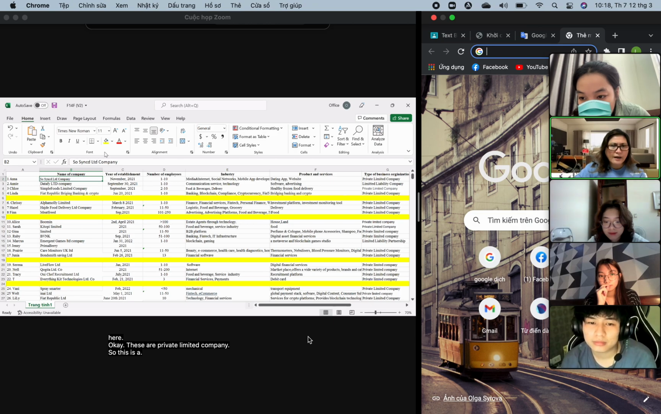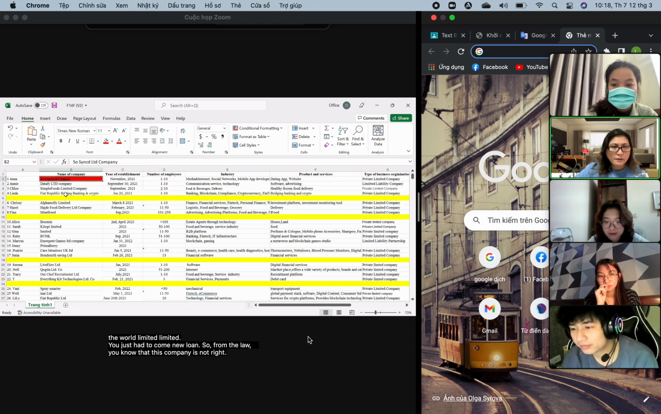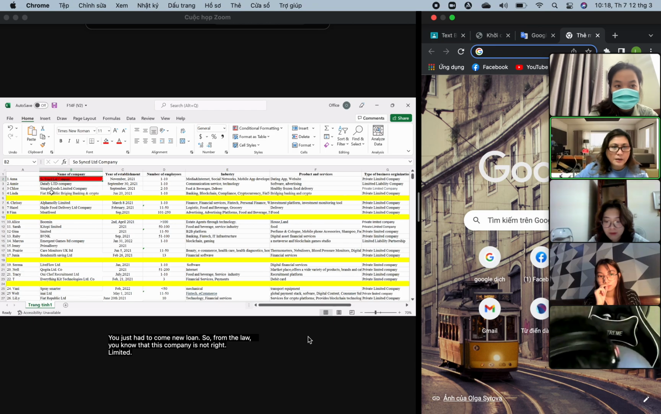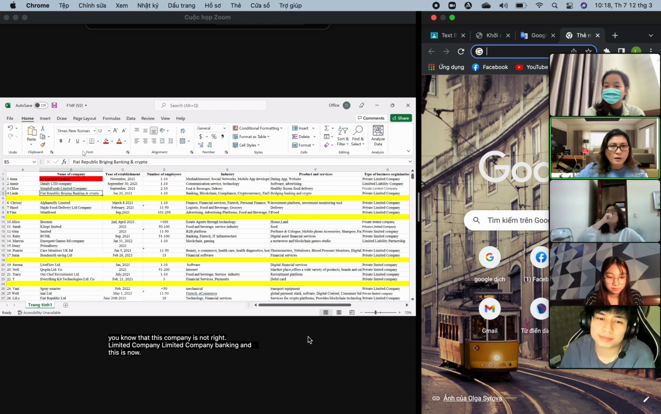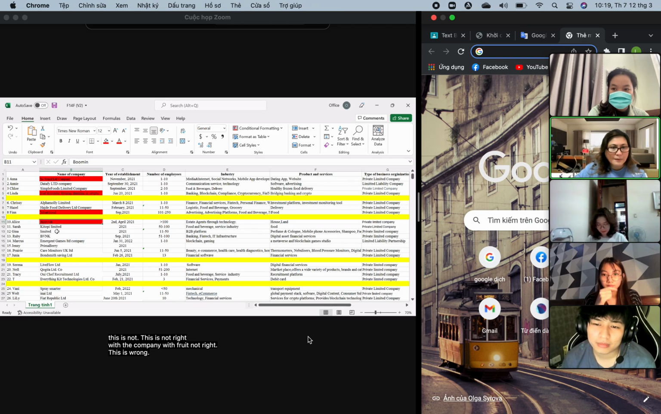So this is a reject. A private limited company must have the word limited. Why don't have limited? You just studied company law. So from the look, you know that this company is not right. Limited company, banking, and this is not right. Limited company, meat free, not right. This is wrong. The company is called limited.